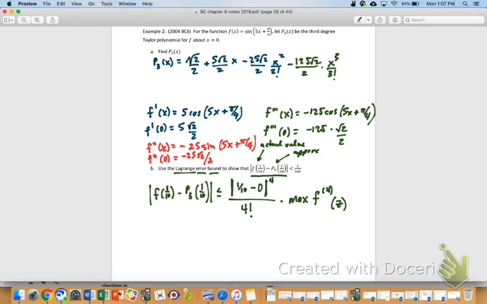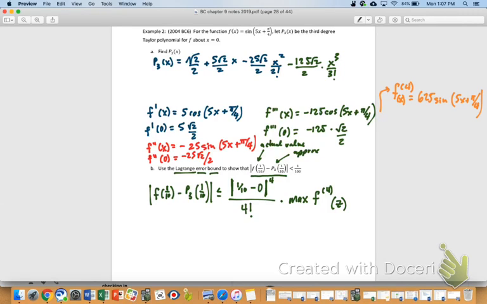I do have the 3rd derivative. So 4th derivative, just to piggyback off what we did earlier, 4th derivative of x would be 625, wouldn't it? Positive. 625 sine of 5x plus pi over 4. Anybody find that helpful? Looking for the max value of that 4th derivative on the interval from 0 to 1/10.